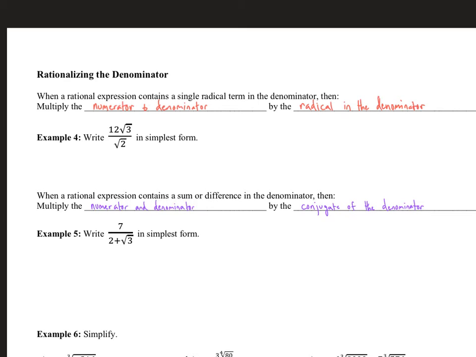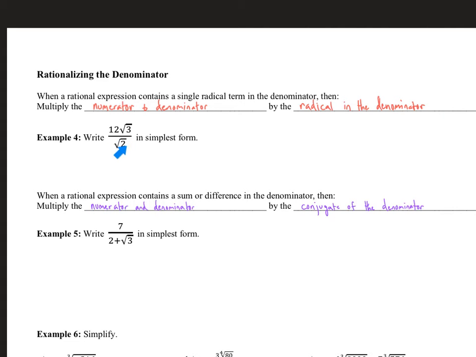Next thing we're going to talk about is how to rationalize the denominator. So what we're looking at here is that when a rational expression contains a single radical term in the denominator, so what I mean by that is a single radical term, like it's just the square root of 2, versus something a little bit more complex, like 2 plus the square root of 3, we're going to multiply the numerator and the denominator by that radical in the denominator. So in order to get rid of the square root of 2 or make it rational, right now the square root of 2 is irrational, so we're going to try to find a way to make that rational.